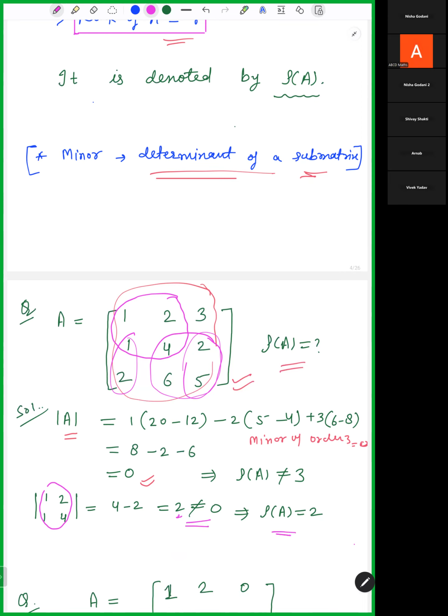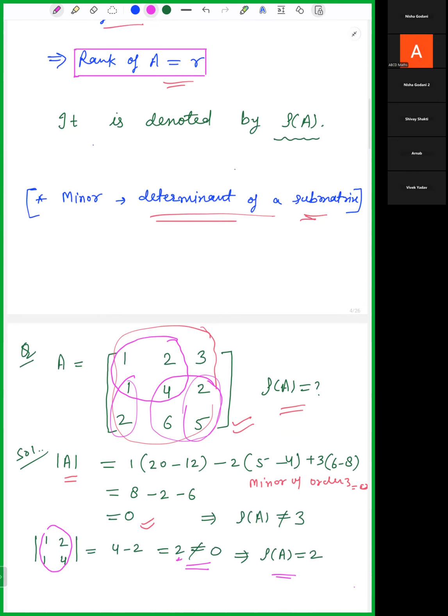Suppose R1 C2 should not be minus 2, and what do you want to say? R1 C2, where is R1 C2? I'm not getting what you want to say, Arnav. Row 1. I'm not getting what you want to say.